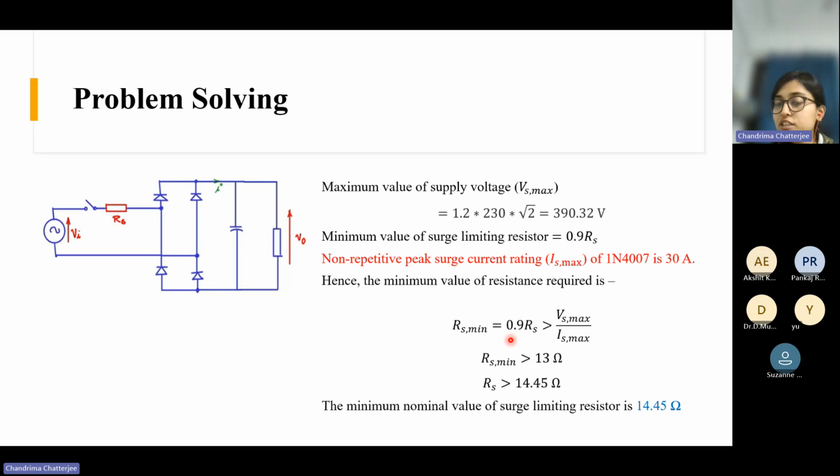This is the worst case condition. So your resistance value is the minimum and your V is maximum, 390. In that condition, your current should be limited within 30 ampere. If in this condition you can limit the current, then in all other conditions it will be limited within 30 ampere. That is ensured. Fine. Let's go to the next problem.